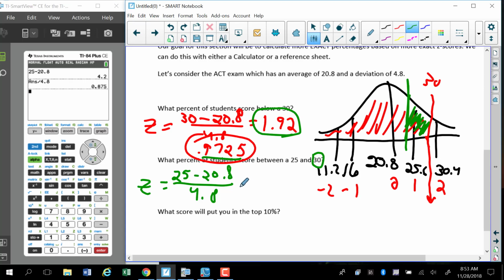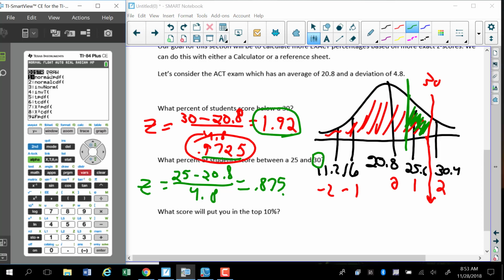So this gives us a z-score of 0.875. So now we have 2 z-scores. We want to know what's the probability that they score between 25 and 30. Well, let's go back to our second vars distribution, go to normal CDF. And what we're going to do now is put in our smaller number for our lower bound and our larger number for the upper bound.